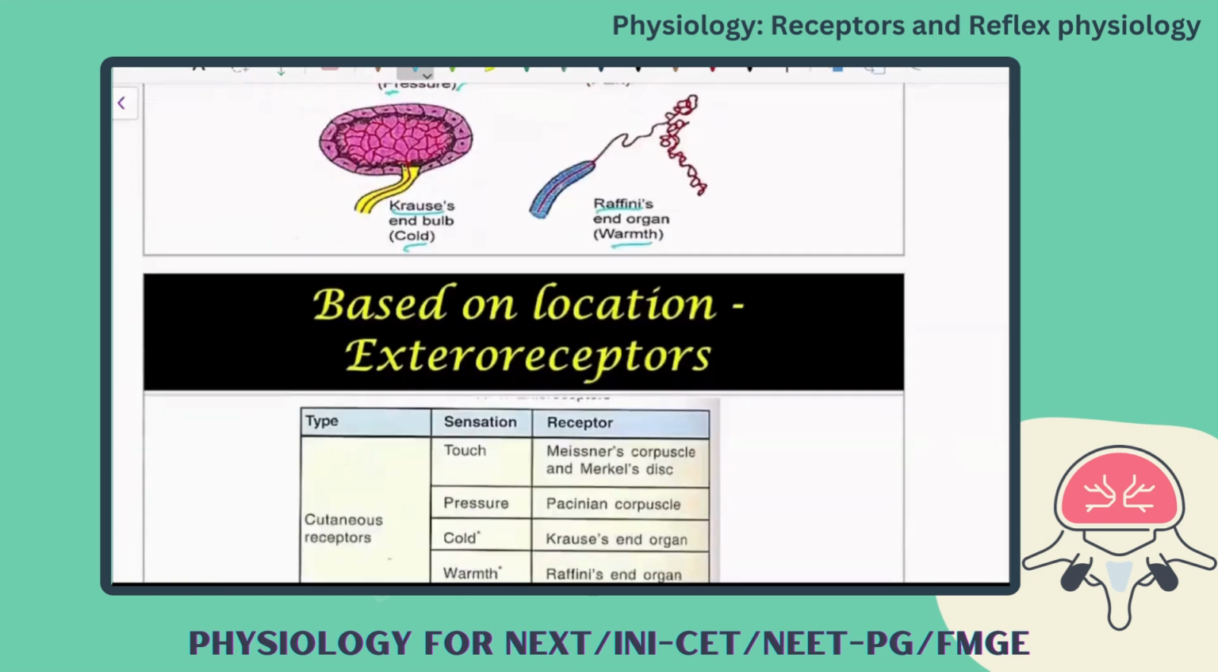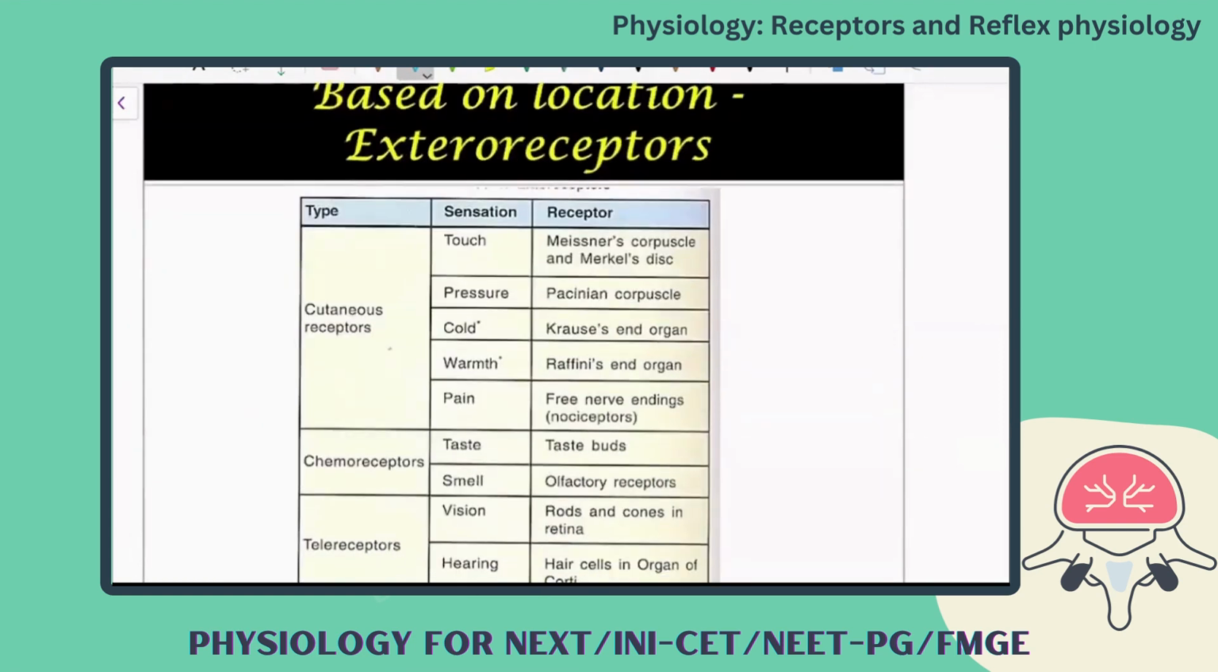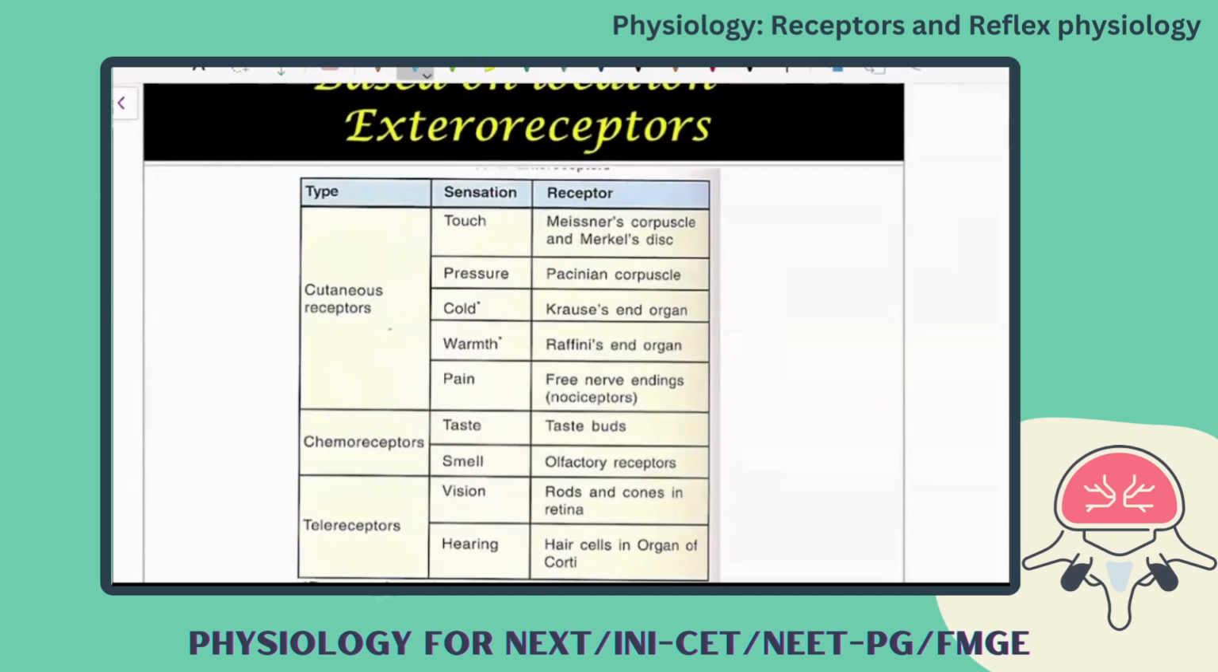Okay, clear? And based on the location you will term it as the cutaneous receptors, chemoreceptors and telereceptors. So whatever receptors we have seen now, they are all the cutaneous receptors which are present in our skin.